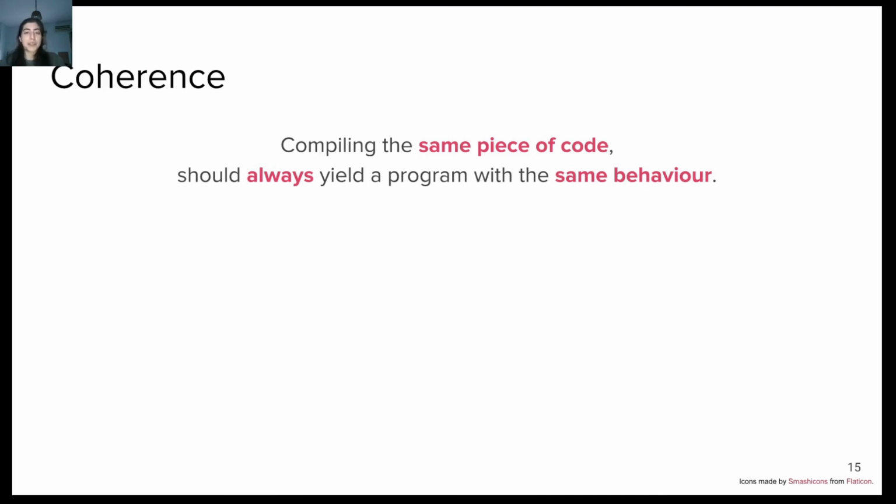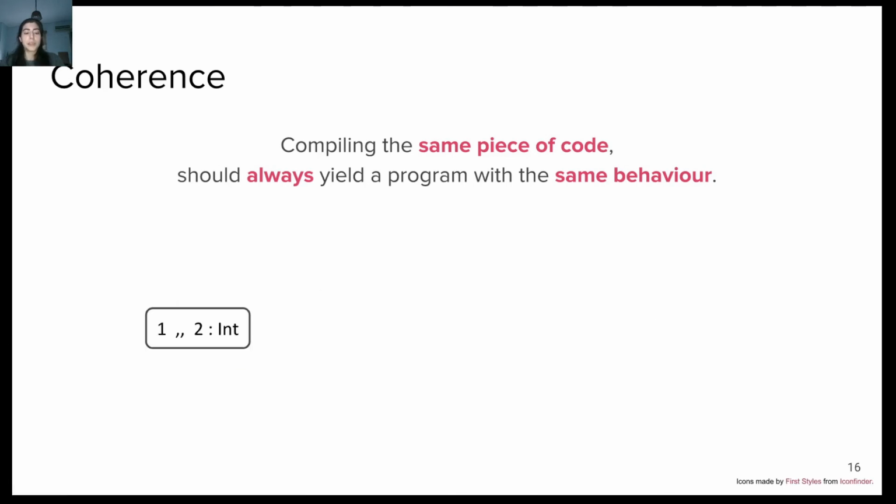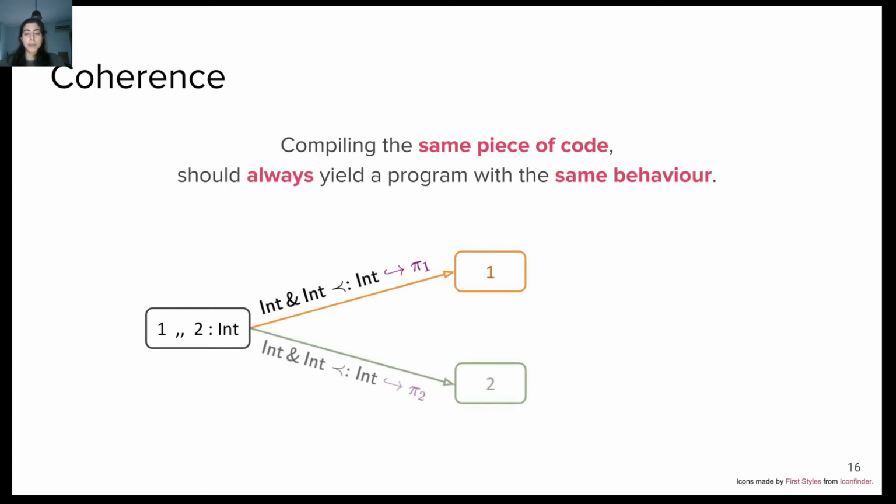A desired property for languages with non-deterministic semantics is coherence, which practically means that if we use two compilers of a language to compile the same piece of code, then the resulting programs, although not necessarily identical, should be indistinguishable to the external observer. Consider, for example, this expression. There are two ways to extract an integer from this merge. One by projecting on the first component and another by projecting on the second. Importantly, the two results are not equivalent to the external observer, so coherence breaks.